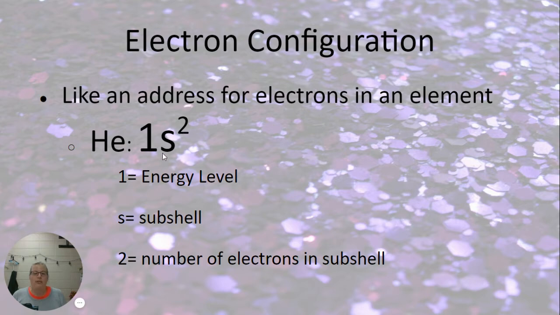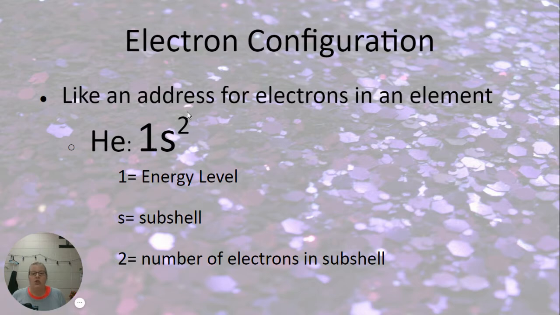The s represents the subshell where those electrons hang out. We talked last time about the 4 subshells that we see: the s subshell, which can hold a maximum of 2 electrons, the p subshell, which can hold 6, the d subshell, which can hold 10, and the f subshell, which can hold 14. Make sure that you keep those in mind. Those are really the only subshells that have electrons in them for the elements that we know, so those are the ones that we're going to use.